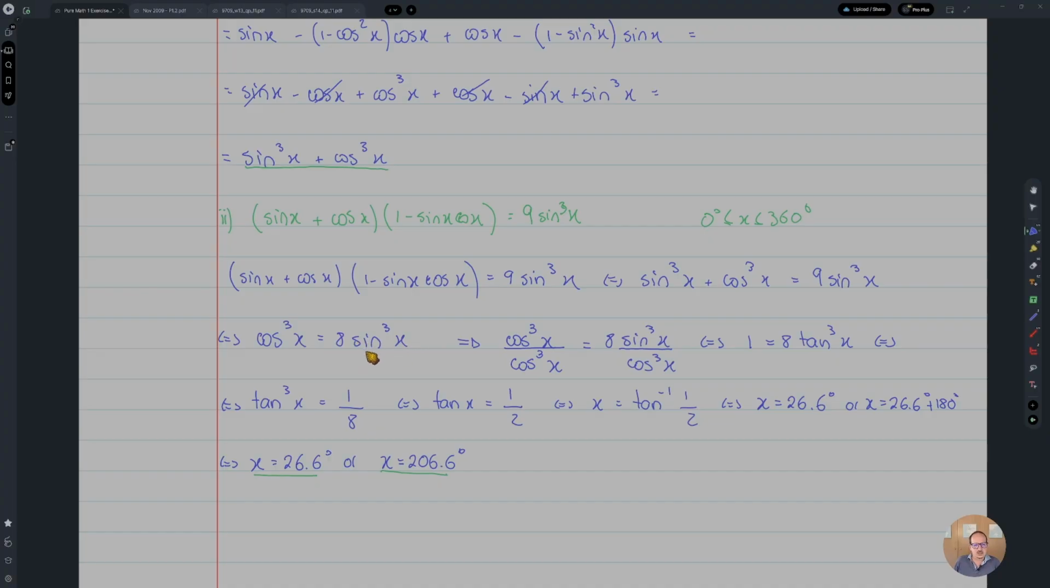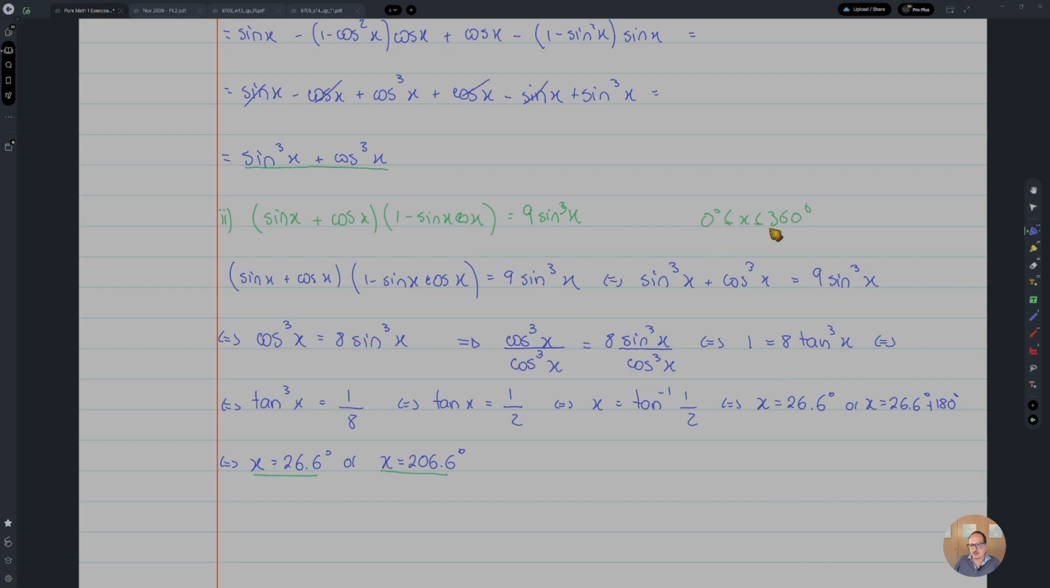It's better to divide by the cosine cube of x, because then what are you going to have on this side? You are going to have basically sine of x over cosine of x, the whole thing cubed, which is tan cube of x. And this one is obviously 1. Then solve this for tan of x. Cube root of 1 over 8 is 1/2. So x equals tan negative 1 of 1/2. In a calculator, this is the result that you are given, the only one.